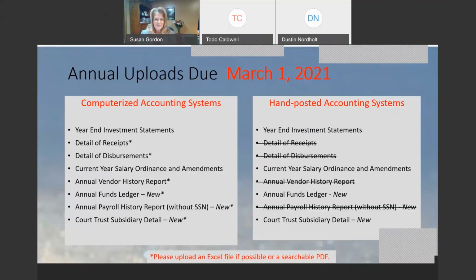If you have hand-posted records, you don't have to complete all of this information. You can see that we have a line through detail of receipts and disbursements, the annual vendor history report, and the annual payroll history report. Those are ones that are not required for hand-posted records, but the other ones are required.